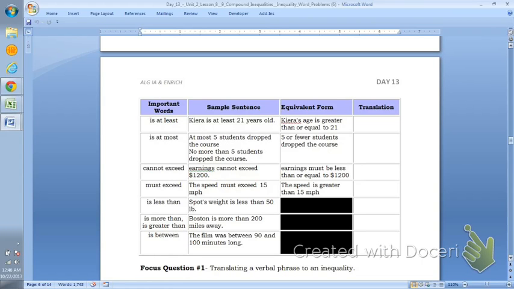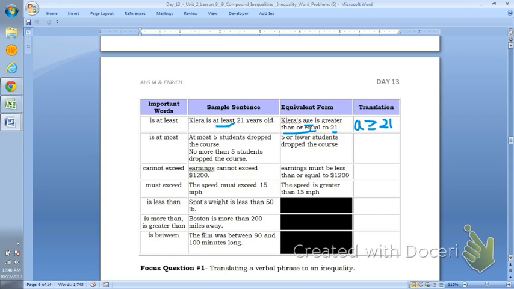Turn to the next page and let's see if we can write the translation for some phrases to make sure you use the right symbol, the at least or the at most symbol. Important words: at least. This is something you might see in a problem. For example, Kira is at least 21 years old. So Kira's age, another way of saying that is Kira's age is greater than or equal to 21. So A for maybe her age is greater than or equal to 21. So that is the at least.